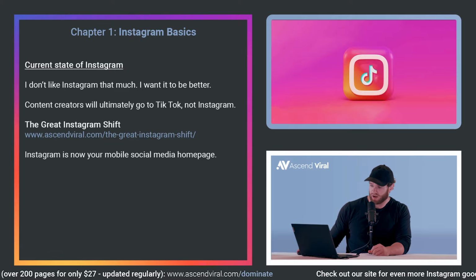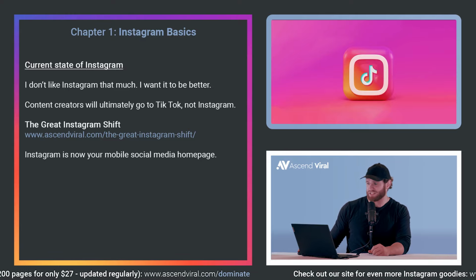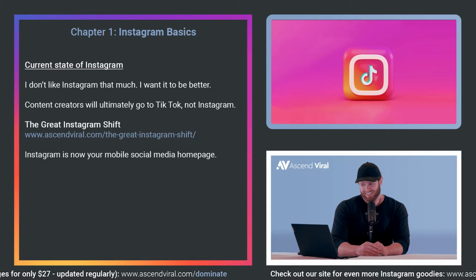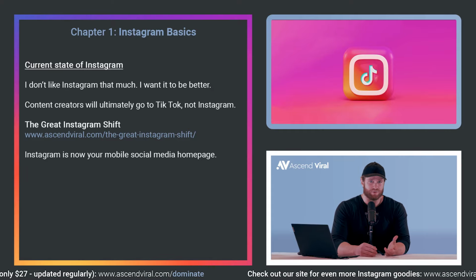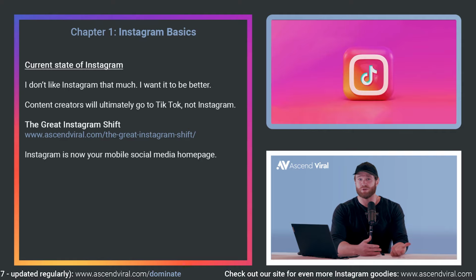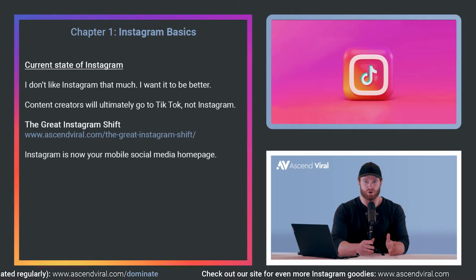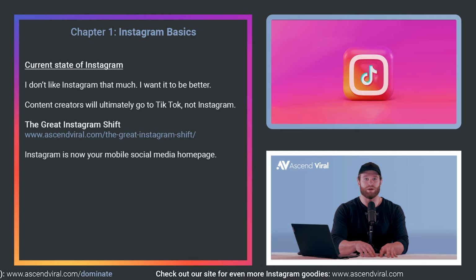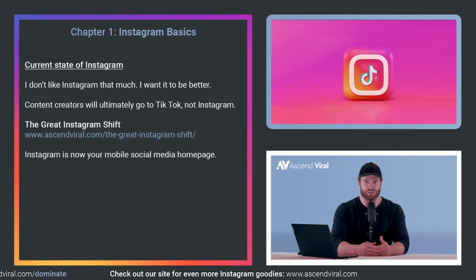Instagram is not a place for elite content creators. It's no longer a photo sharing app. Instagram is now essentially, what I firmly believe, your mobile homepage. That's what I think Instagram is. The world is increasingly becoming mobile, so Instagram's primary purpose is maintaining your mobile relationship with you and all the followers you have on social media platforms.